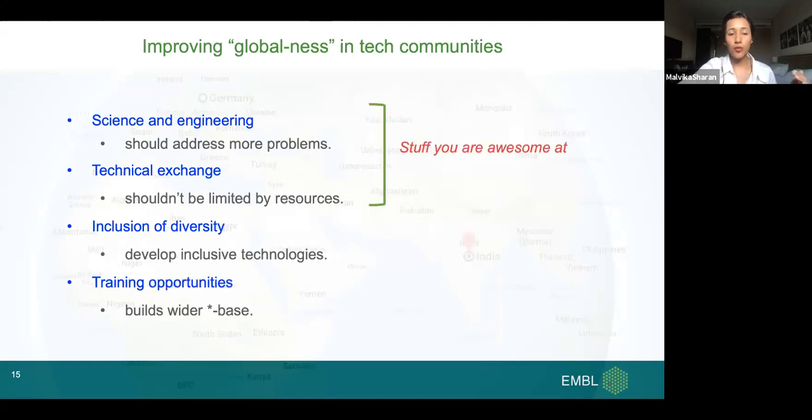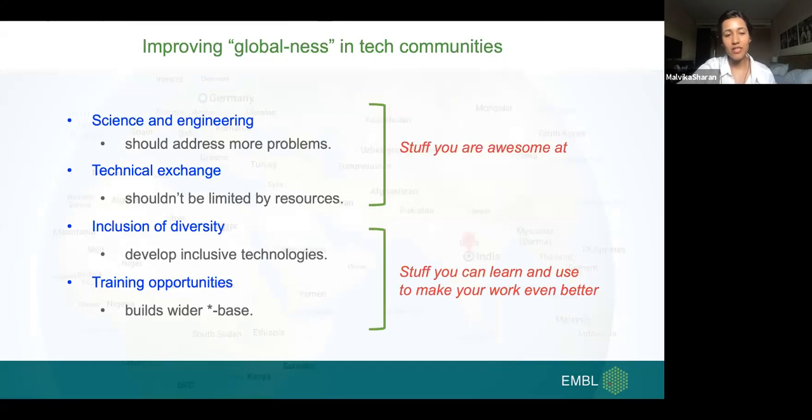So these first two points, science and engineering and technical exchanges, I'm sure you all are really, really good at. And I will be sharing ideas about the last two points, which are inclusion of diversity and training opportunity, which I hope can give you a little bit of an idea of how you can make your work a little bit more inclusive.